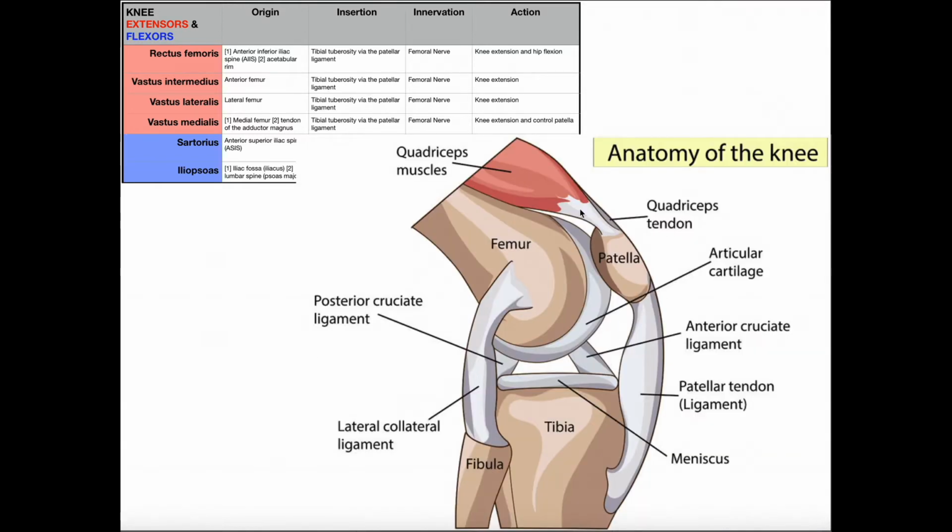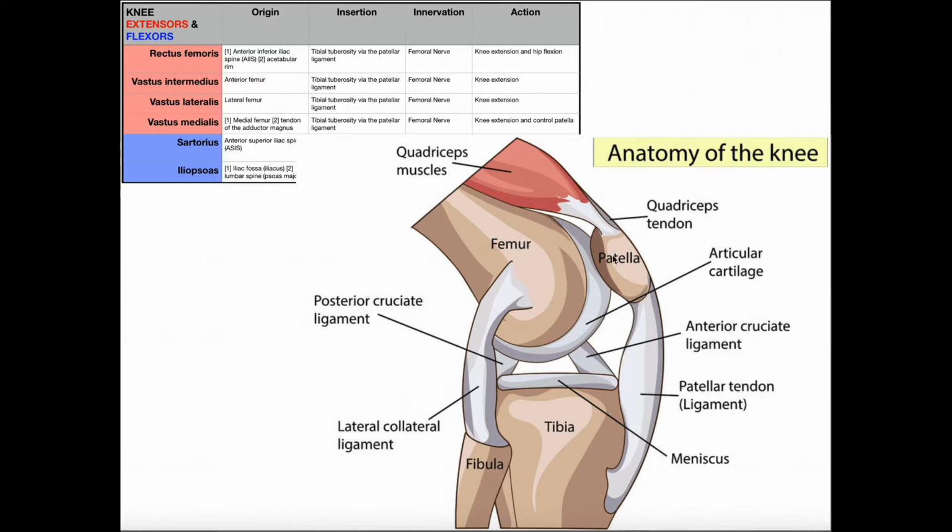Okay, let's actually look at a lateral view of the knee right here. This would actually be the right knee, because the fibula is over here lateral to the tibia. So this is the right knee. Up here we have just generally the quadricep muscles. And here's the patella. The patella is a sesamoid bone.